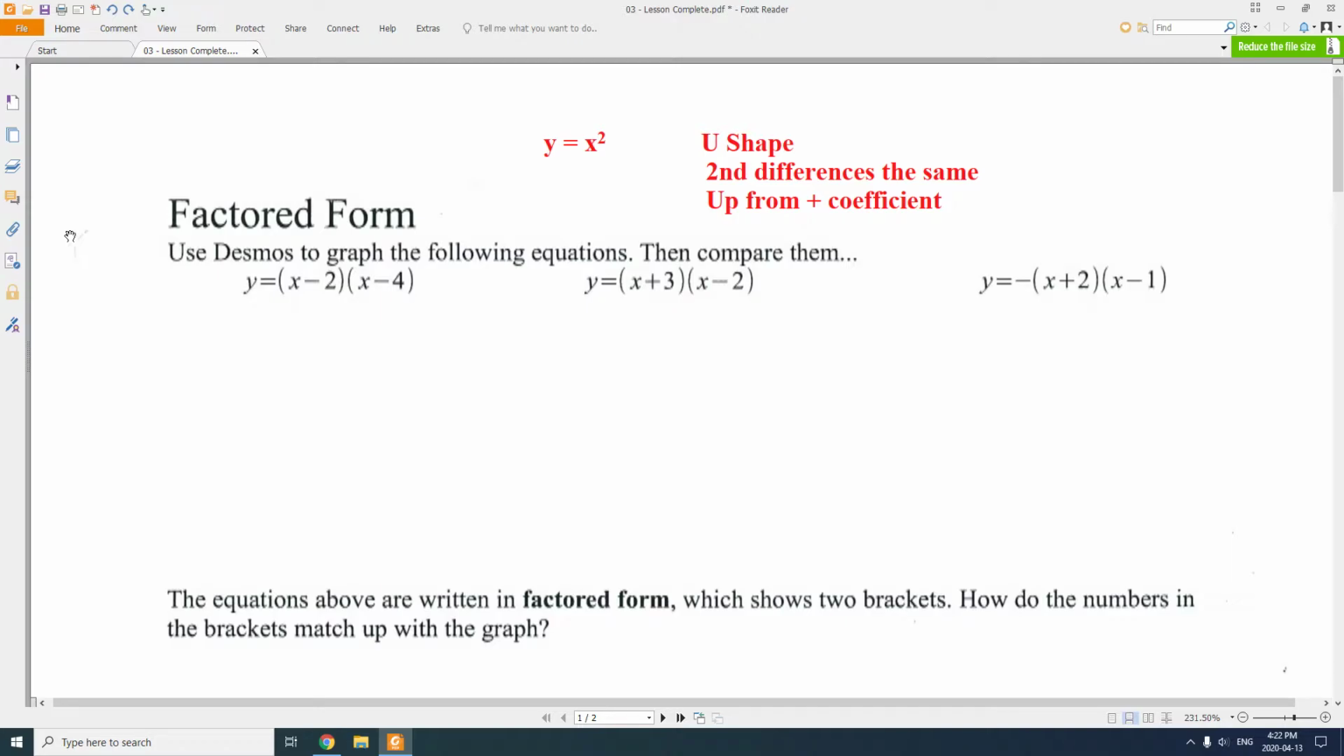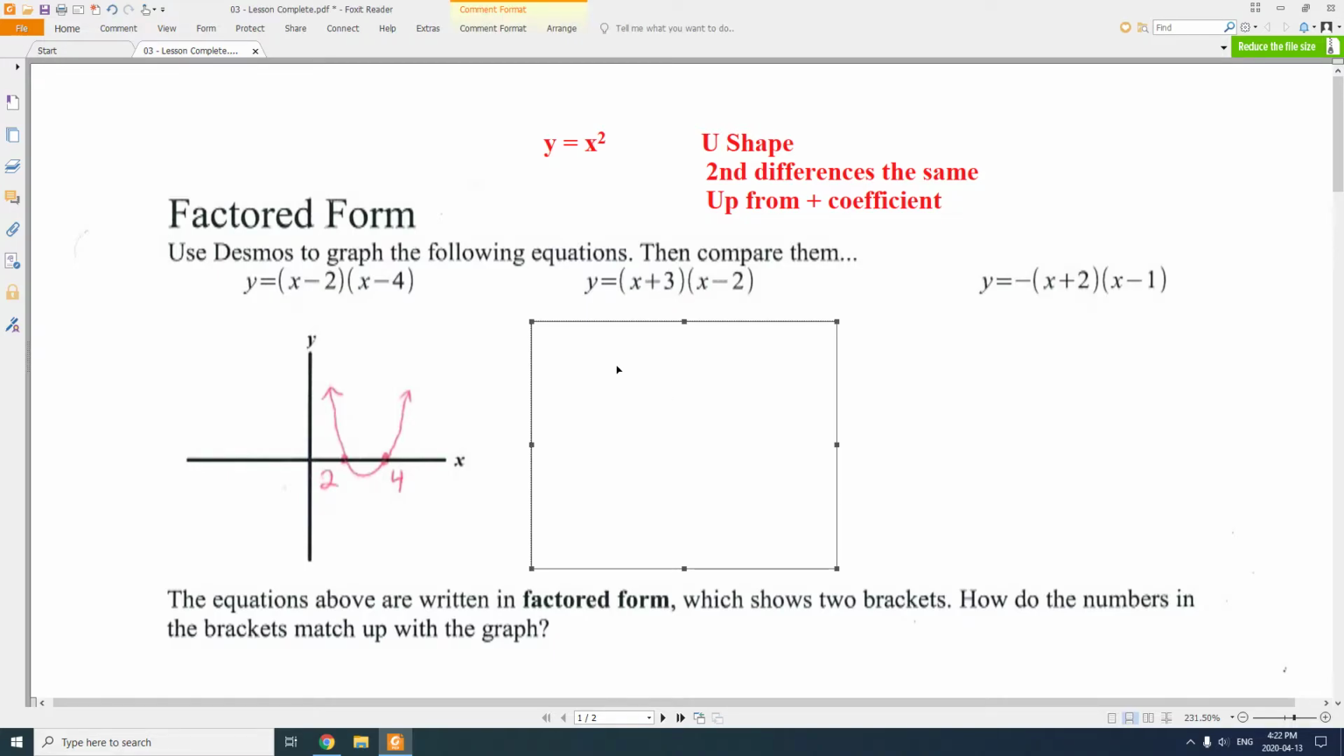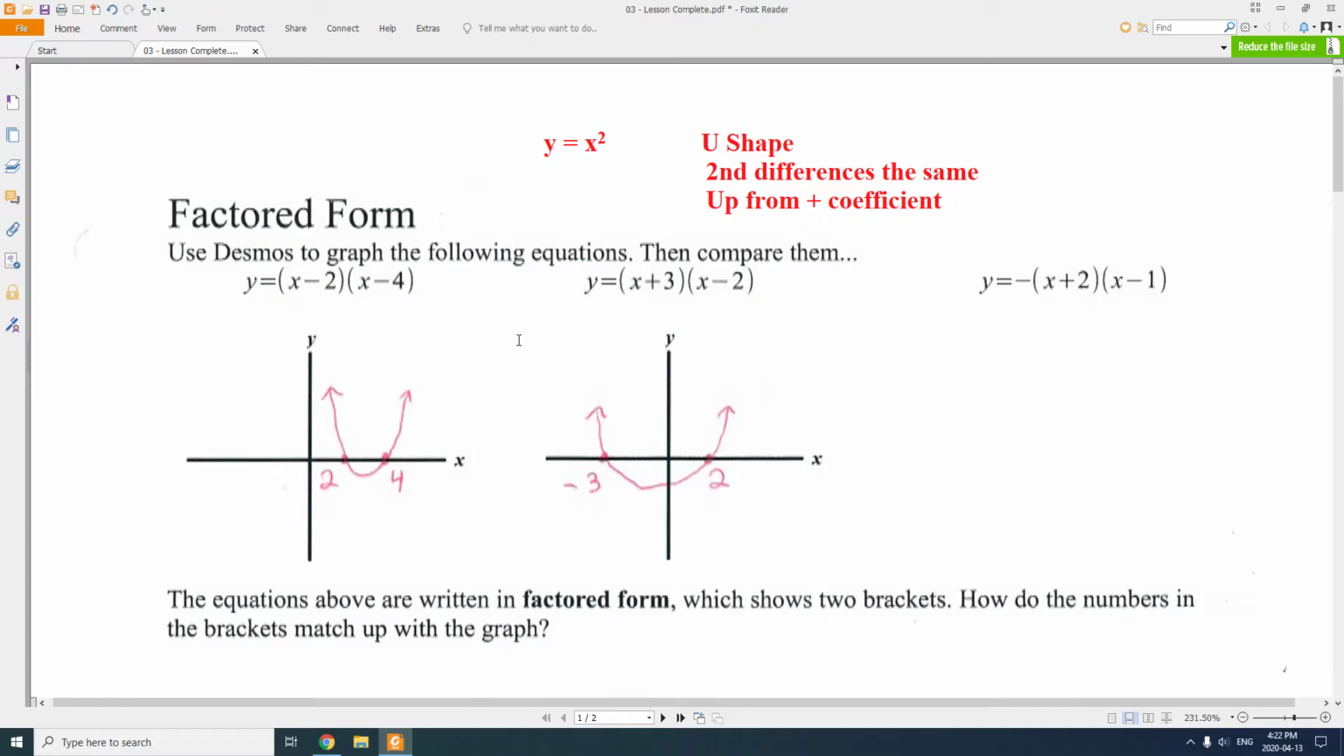All right, hopefully you had a chance to graph those out. Let's go through and see what you got. So first one, plug that into Desmos, and I got a graph that looks like this. X times x, sure enough, it is a parabola, it's a U shape, and it looks like it was hitting the x-axis at 2 and 4. The next one, all right, I graphed this guy out, and once again, it was a parabola, positive, opening upwards, and I noticed that some of the key points is that it was hitting the x-axis at -3 and +2.